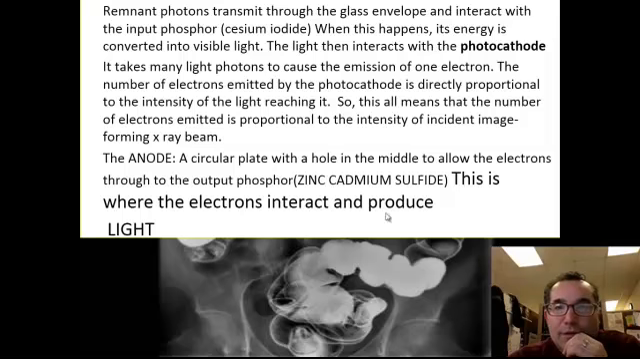Right. So all of this is contained in a glass envelope. We said that our input phosphor is cesium iodide. It's going to be converted to visible light. So that's the first set of light. Remember, that's that 1,000 figure. Our light then interacts with the photocathode, right? So it takes a lot of light photons to cause the emission of just a few electrons.